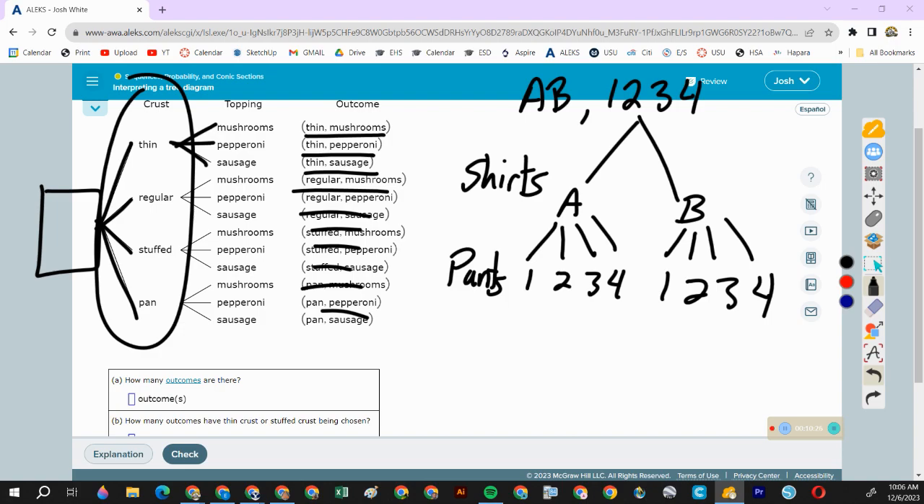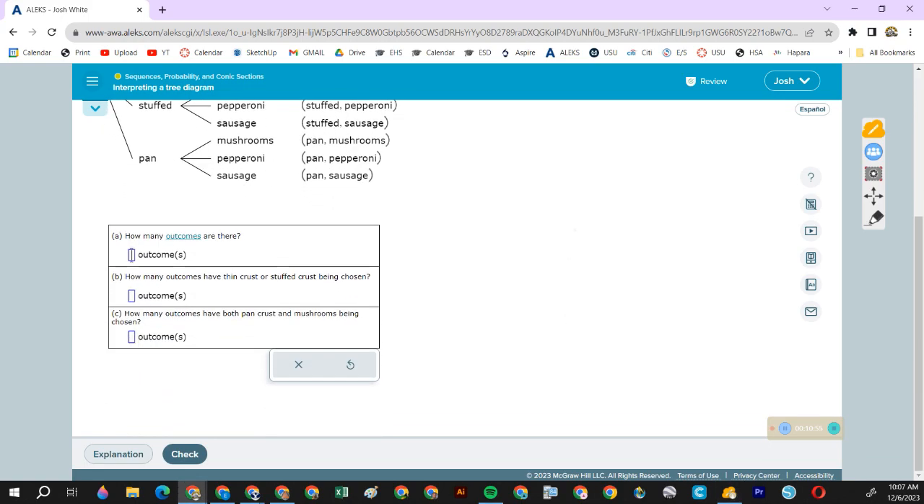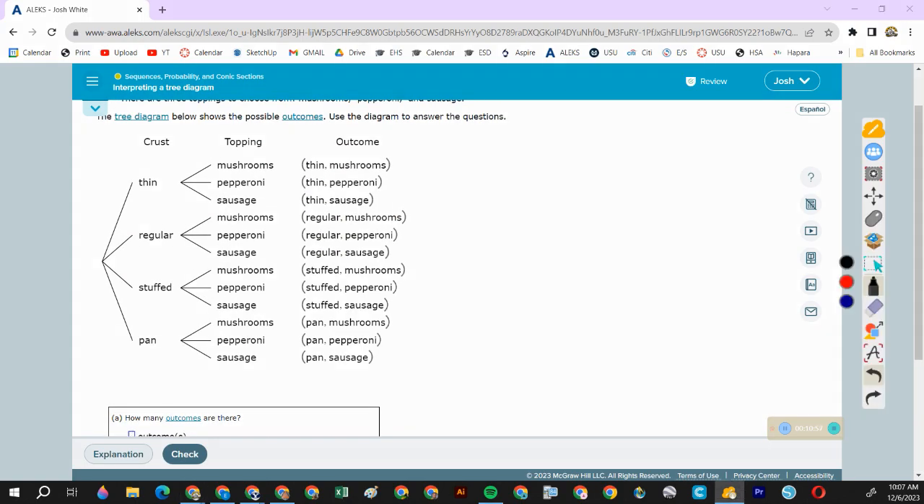So what are the outcomes? Well, I follow this line and I get A1. I follow this line and I get A2. This line would be A3. This line would be A4, and so on. So this kind of looks like the roots of a tree. That's why they call them tree diagrams. So these questions say, how many outcomes are there? Well, I just count the ends. So 1, 2, 3, 4, 5, 6, 7, 8, 9, 10, 11, 12.